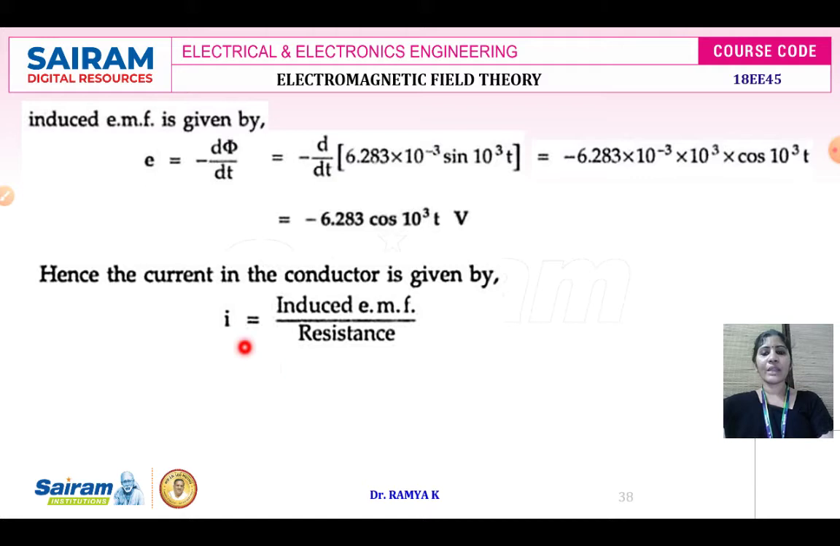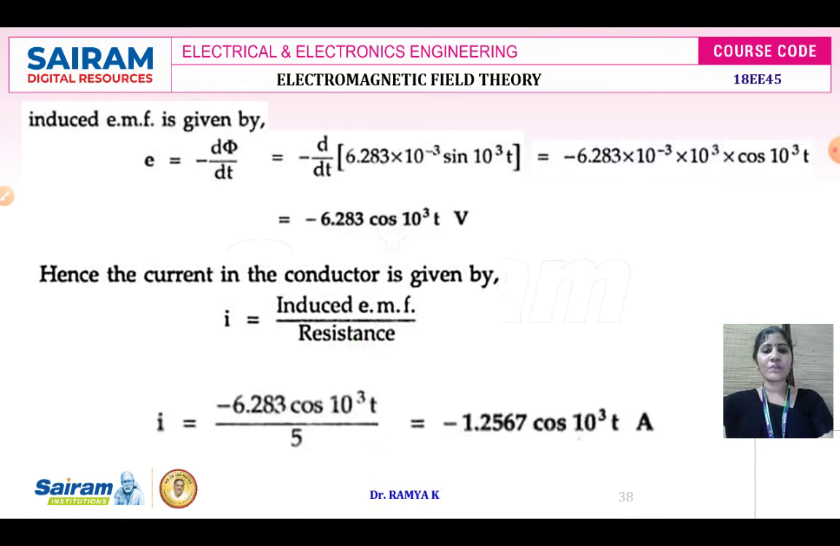Now the current can be identified as the induced EMF divided by resistance. The induced EMF is 6.283 cos 10 to the power of 3t divided by the resistance, which is given as 5 ohm in the problem. After substituting, the current obtained is I is equal to minus 1.2567 cos 10 to the power of 3t amps. So this is the problem under Faraday's law.